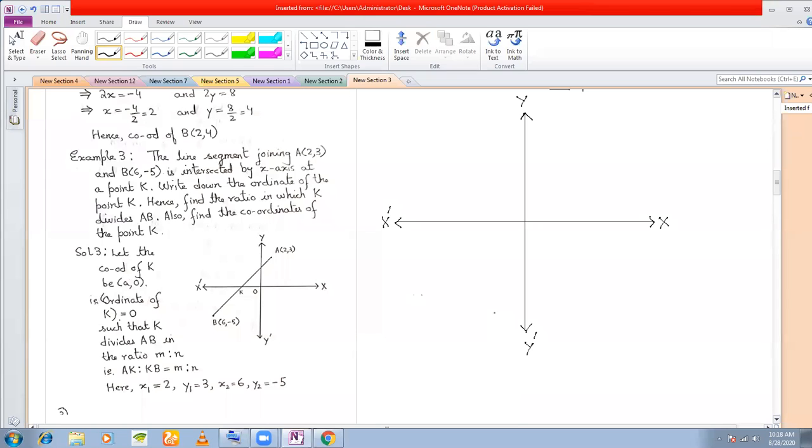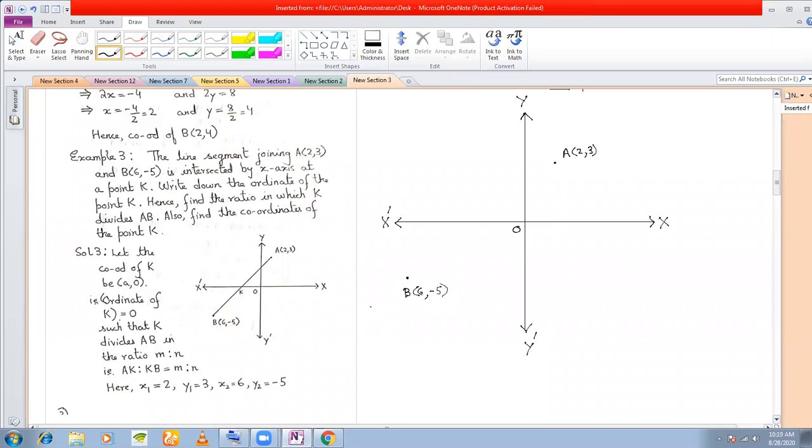Line segment with A (2, 3) and B (6, minus 5) is intersected by the x-axis at the point K. So we first plot the point A. This is our origin. So A (2, 3) will lie somewhere over here. We take an approximate diagram. B (6, minus 5) will lie somewhere over here.